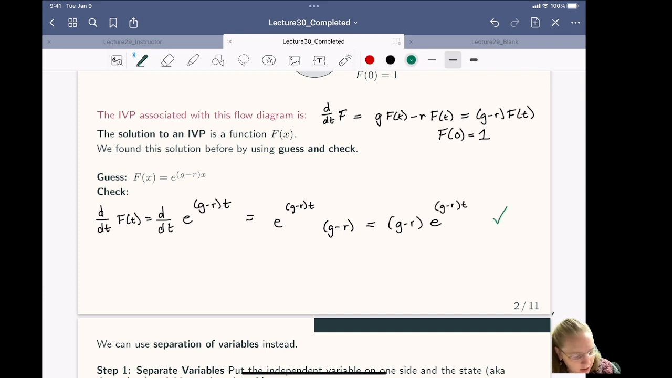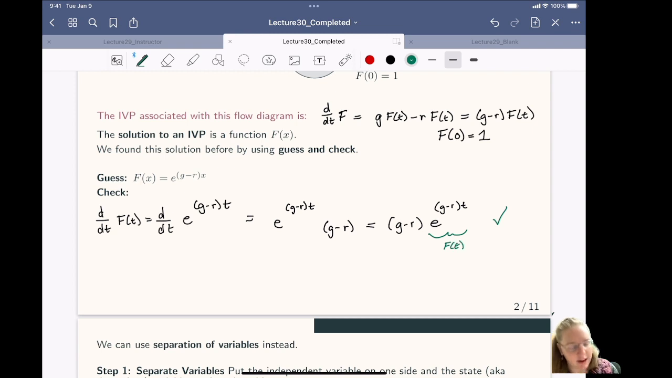And this indeed is equal to our function over here. All right, so note that this here is f of t. So we have g minus r f of t. All right, so that one works out. We also have to check the initial condition. We plug in f at time 0, and this should come out to being equal to 1. Plugging 0 in here, we have e to the g minus r times 0, and anything to the 0th is 1. So that indeed checks out, and we have the initial condition.